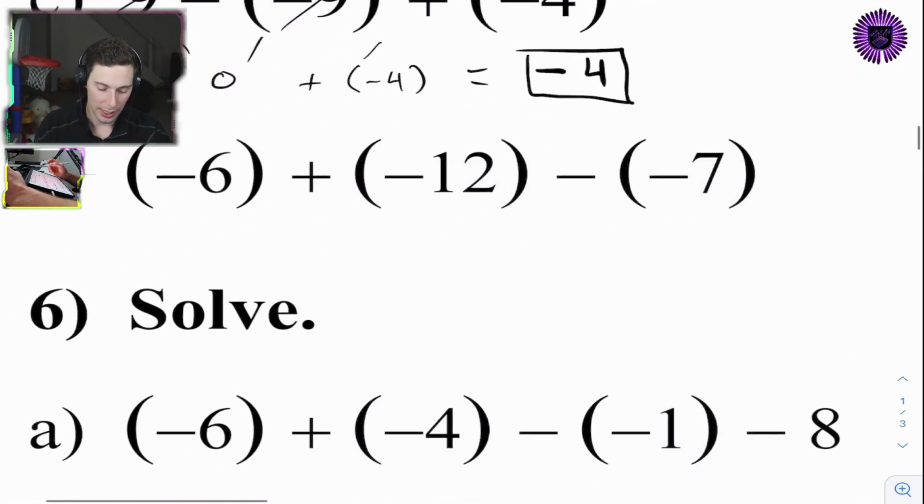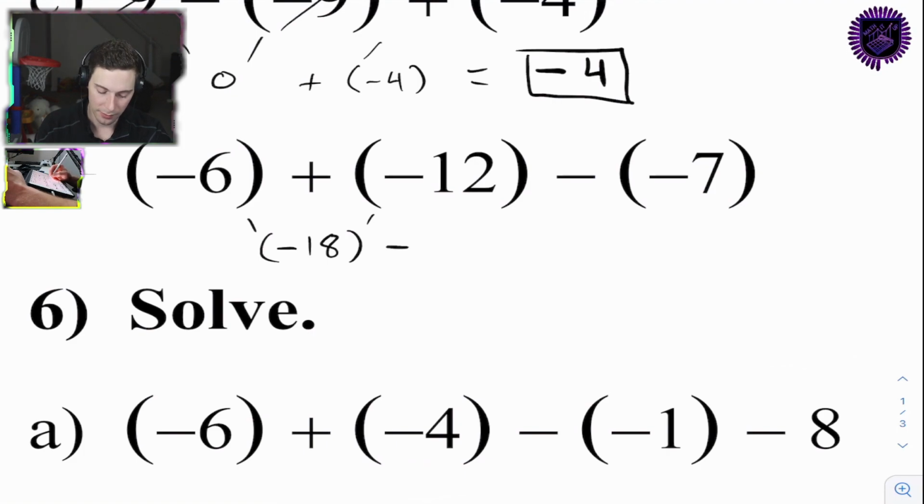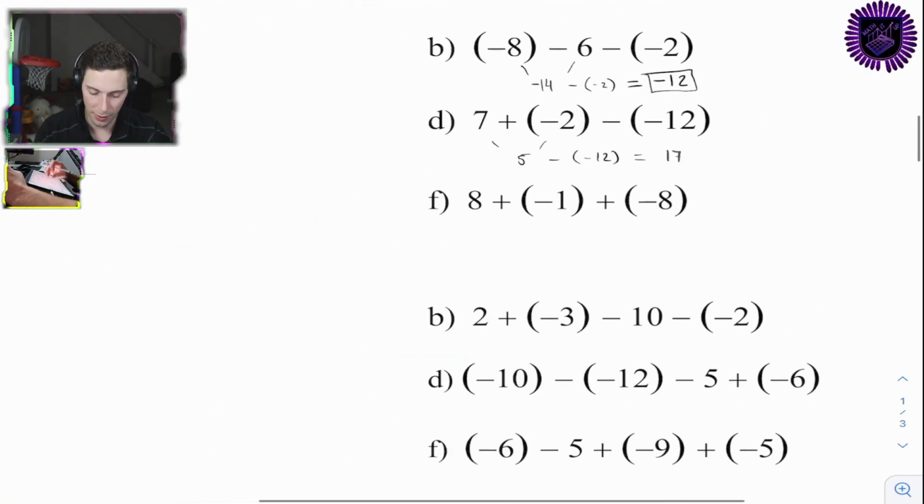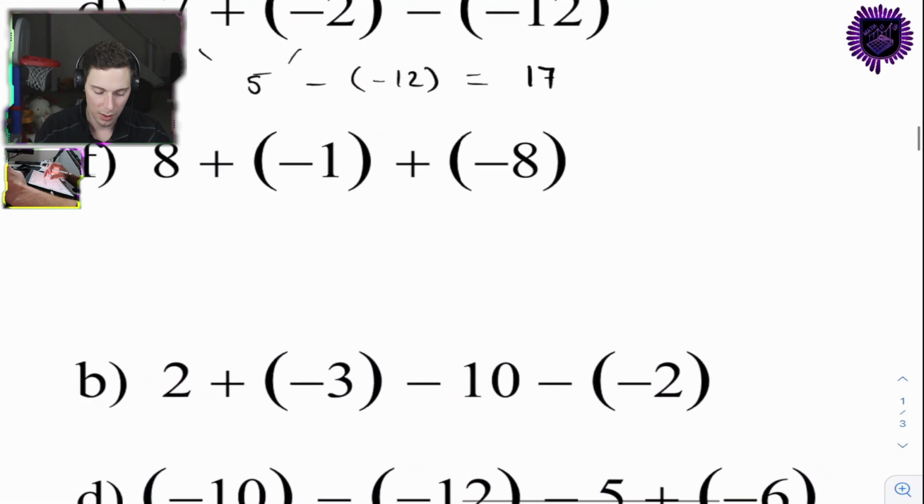Number E, or letter E, question E. Negative 6 plus a negative plus a negative, that's going to be negative 18. Parenthesis that if we want. Minus a negative now. Minus a negative, so we're making it less negative or adding a positive. And this is going to equal negative 11 as our answer. Box my answer there. It's always good to box your answer when you have more work shown.